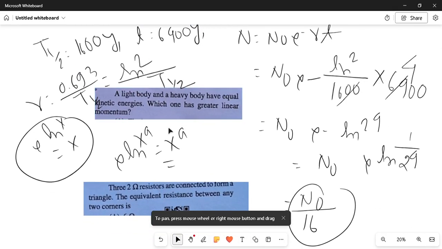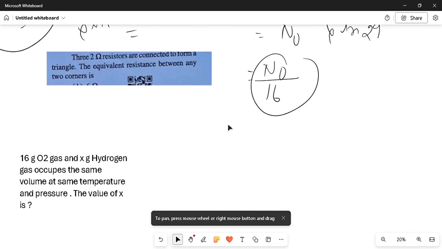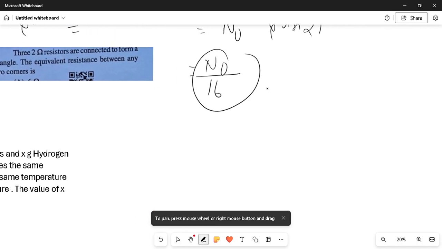Okay, the next question is, a light body and a heavy body have equal kinetic energy, so which one has greater linear momentum? Kinetic energy is the same for two bodies, and which has the greater linear momentum? Very easy question, because if kinetic energy is the same, we know that kinetic energy Ek is equal to p square by 2m.